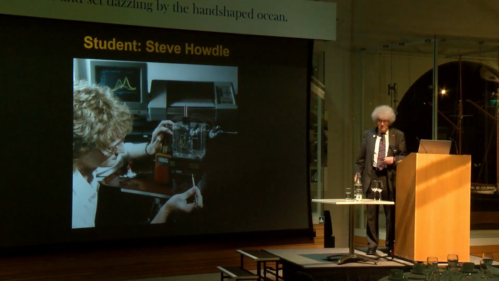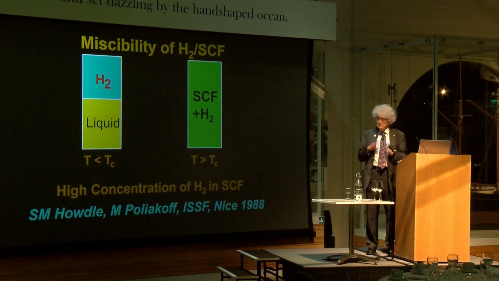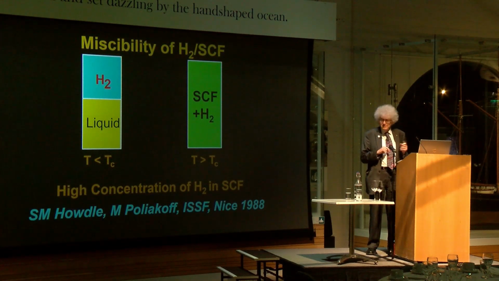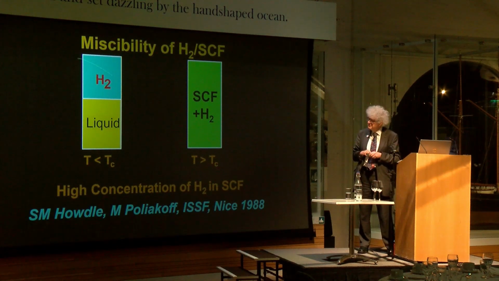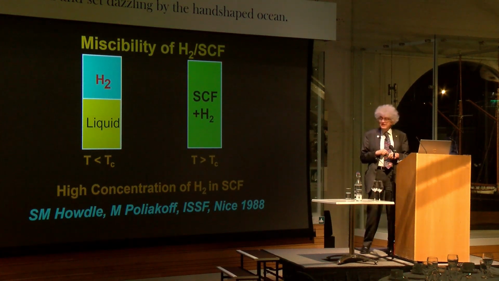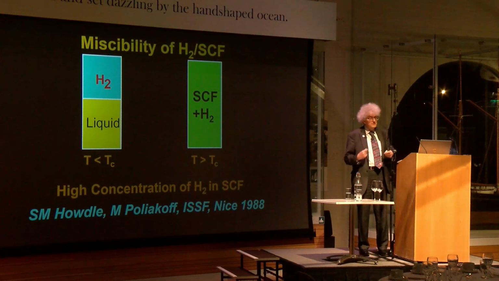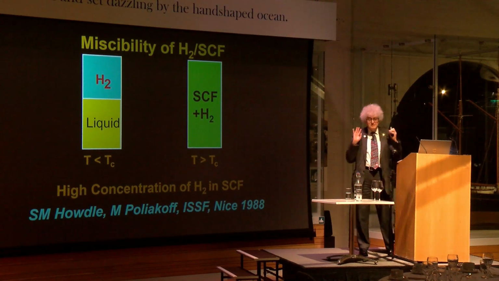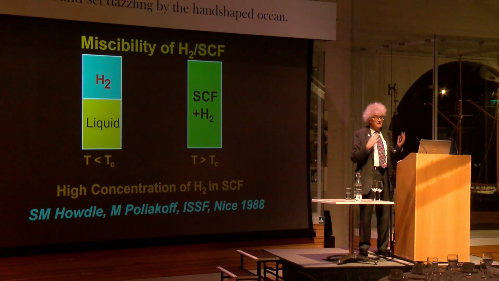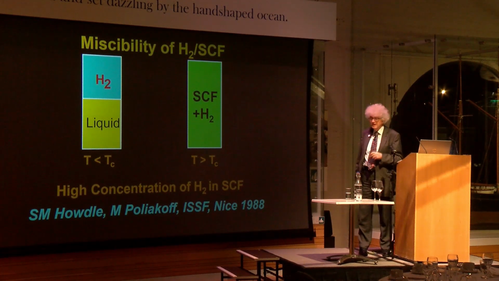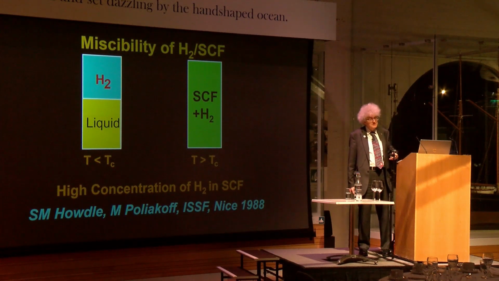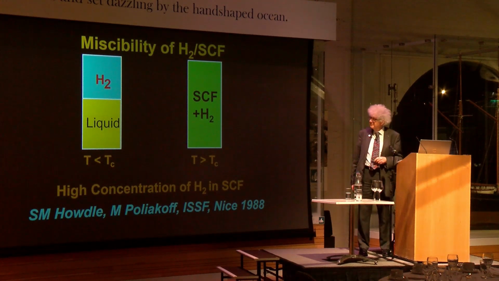And we did some experiments using hydrogen. The reason why we were using supercritical fluids is that hydrogen is not very soluble in ordinary liquids. You have to stir very hard to overcome the mass transfer across the phase boundary. But a supercritical fluid is a gas. Hydrogen is a gas, so they mix completely. And so you get much higher concentration of hydrogen in the supercritical fluid for a given pressure of hydrogen than you do in an ordinary solvent.